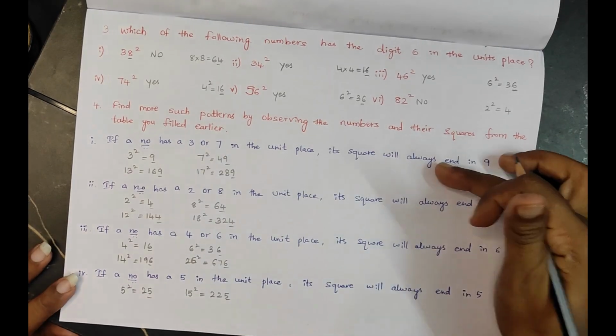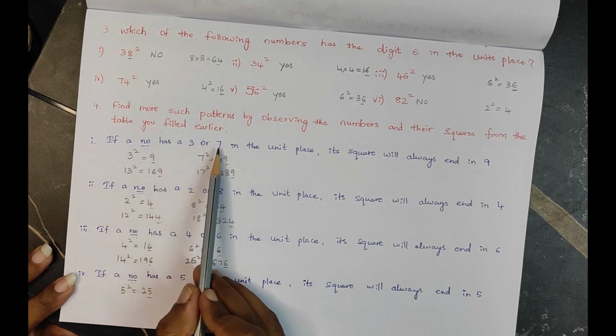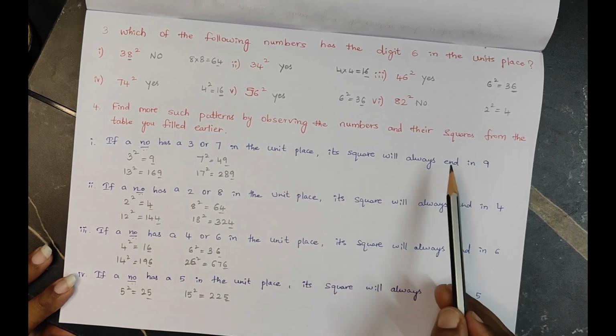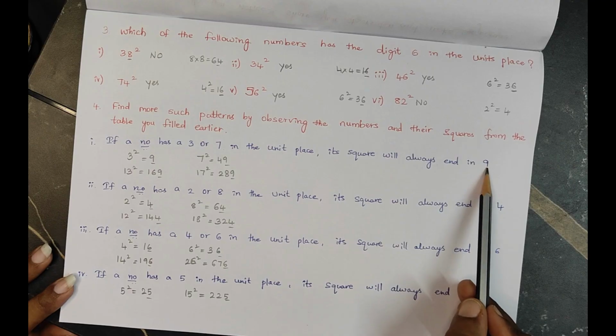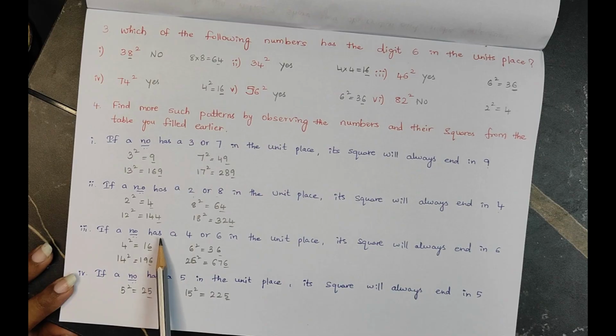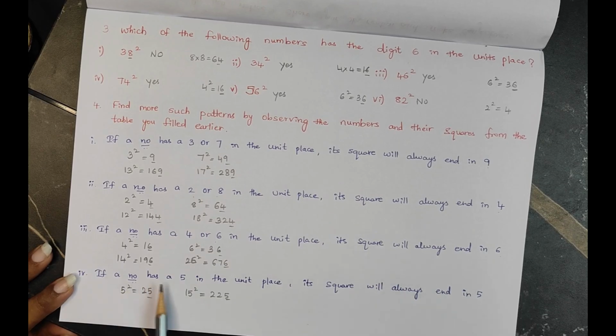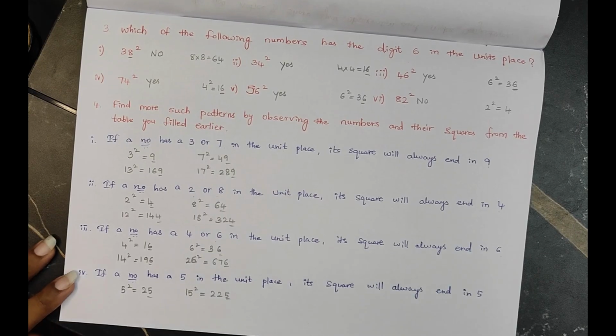Okay, we are observing 4 patterns. So the first one is, if a number has 3 or 7 in the unit place, the square will always end with 9. If it is 2 or 8, it will always end in 4. If a number has 4 or 6 in the unit place, its square will always end in 6. If a number has 5 in the unit place, its square will always end in 5.